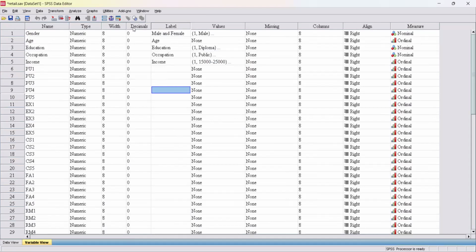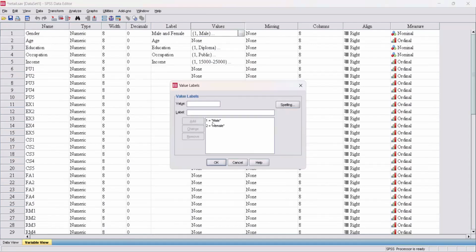Before starting to analyze descriptive statistics, here is a quick overview of the different sections of the statistical powerhouse SPSS. Here we are looking at how to include the different formats in SPSS. Look at the values we can include here: one is equal to male, and two is equal to female.